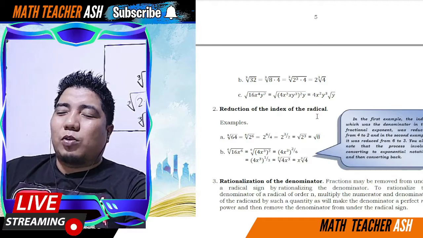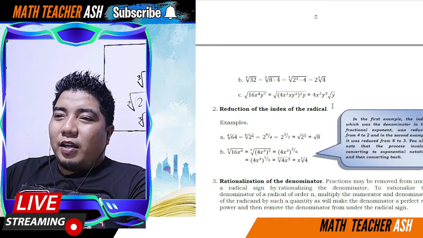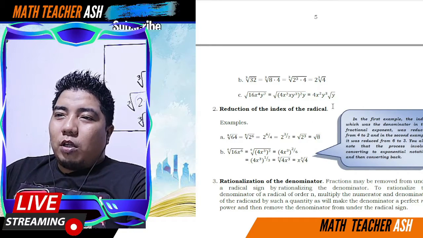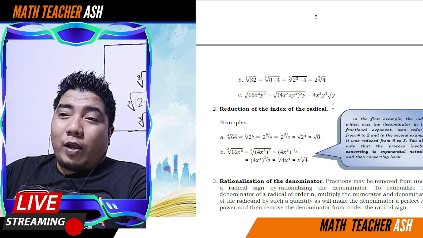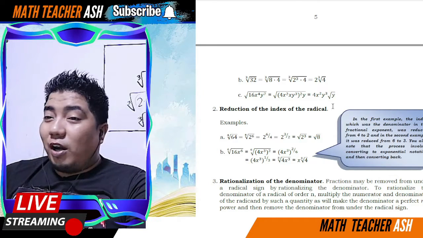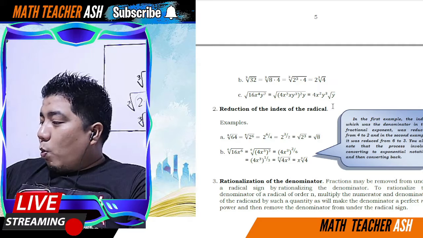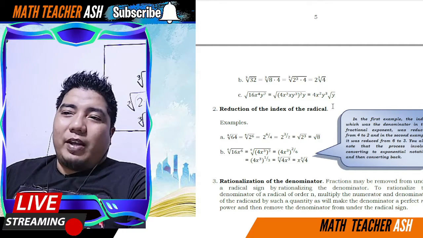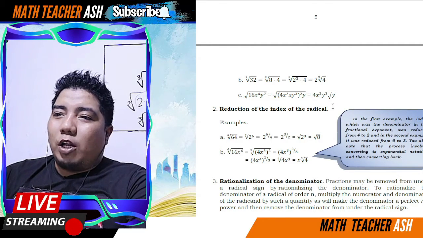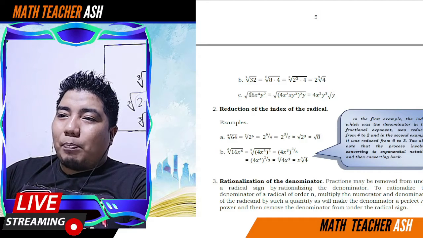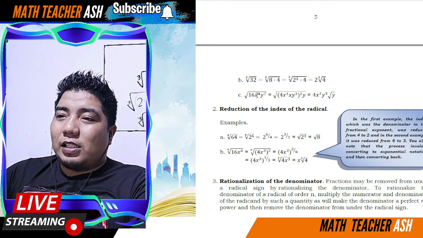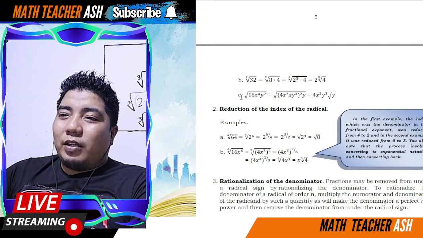So now, let us continue. So we have here the square root of 16x to the 4th power and y to the power of 7. Okay, so how do we do this one? So of course, 16 is a perfect square, and that is 4, right? So that is 4. X to the 4th, and then 2 dito.